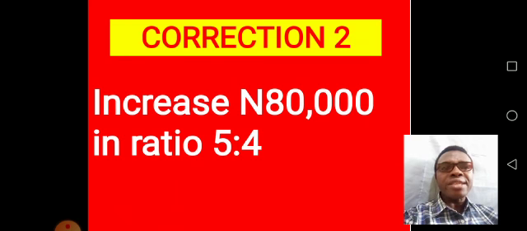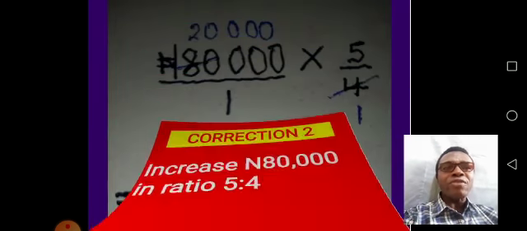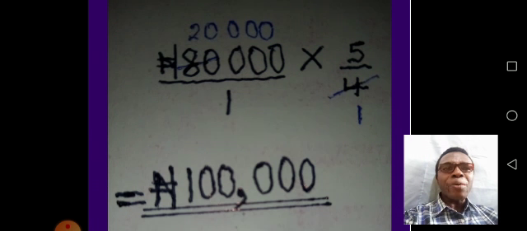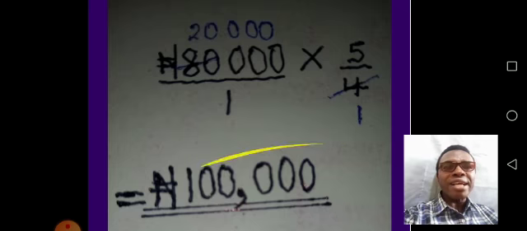Increase 80,000 naira in the ratio 5:4. All we need to do here, since we are to increase, the ratio is already having a numerator as 5. That ratio 5:4 is 5/4. So that means 80,000 times 5/4. So we have 80,000 over 1 times 5/4. 4 into 4 is 1. 4 into 80,000 is 20,000. And when you multiply, you have your answer, 100,000 naira.